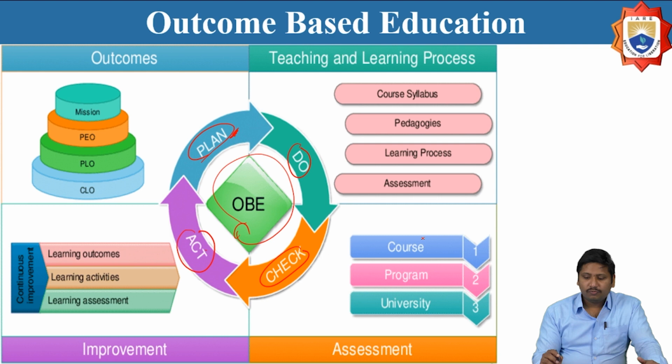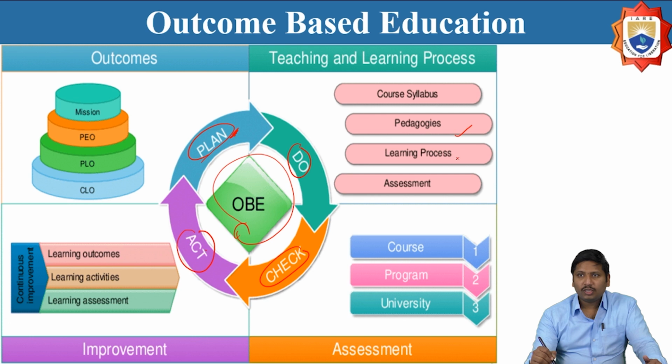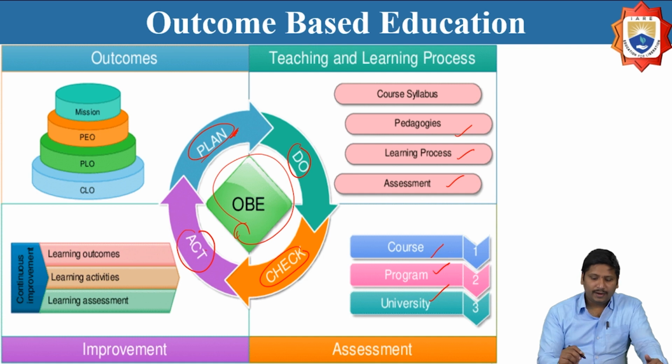So the very first thing I have to do is identify the course syllabus, pedagogies, learning, and then assessment. Once that is done, check it with the course, program, and university. Assessment comes under these two phases, that is, the do and check phases. Finally, we act on the continuous improvement of learning outcomes, learning activities, and learning assessment, and check whether all these things meet the course outcomes, program outcomes, program learning outcomes, and program educational outcomes.